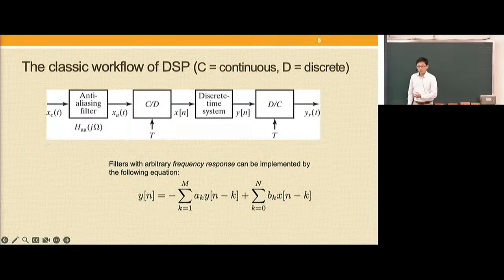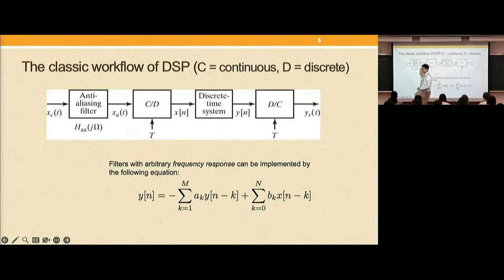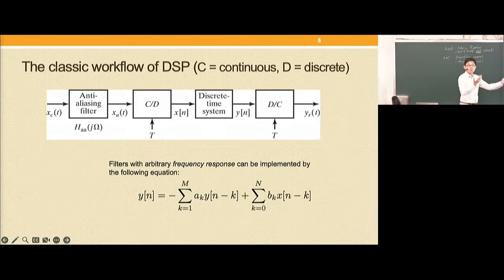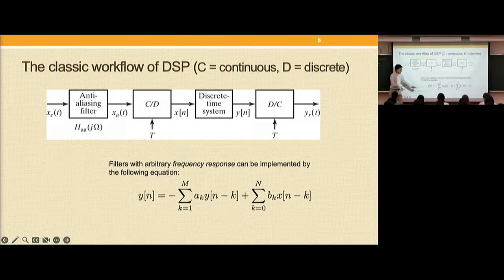And in Chinese, it's called 差分方程式. So we are going to study this a lot. Please be prepared that we will study this a lot. We are going to study how to analyze the performance if you are given the coefficients. Or the opposite direction is that you might be given some performance specification, such as the bandwidth, the frequency response, and you are going to design the system in terms of this difference equation. So this course is really a lot about using this difference equation.